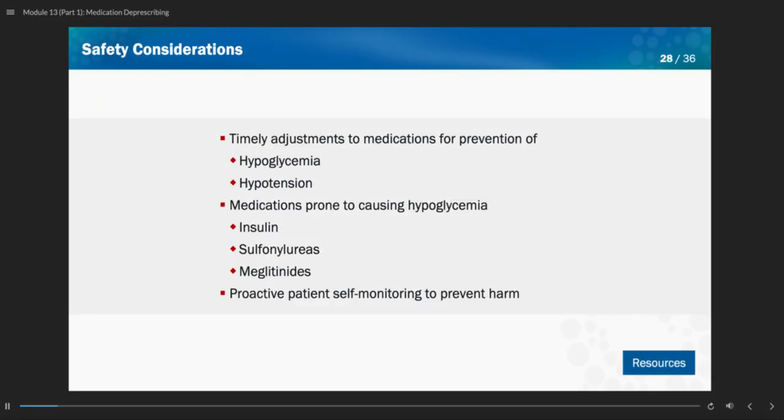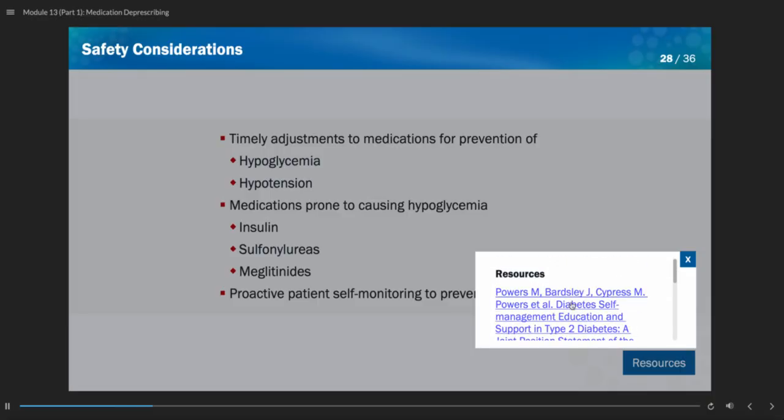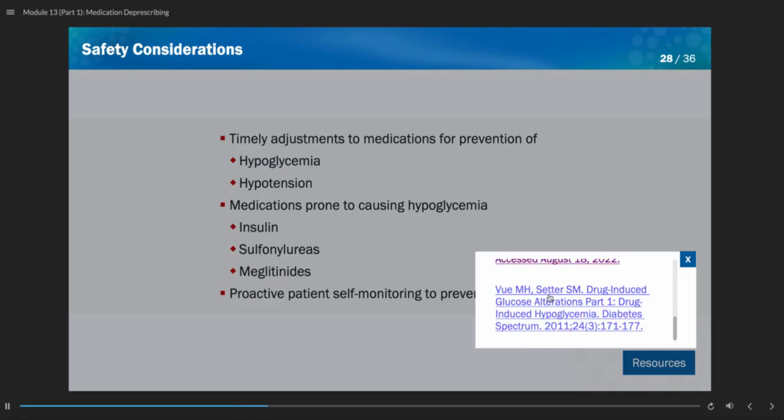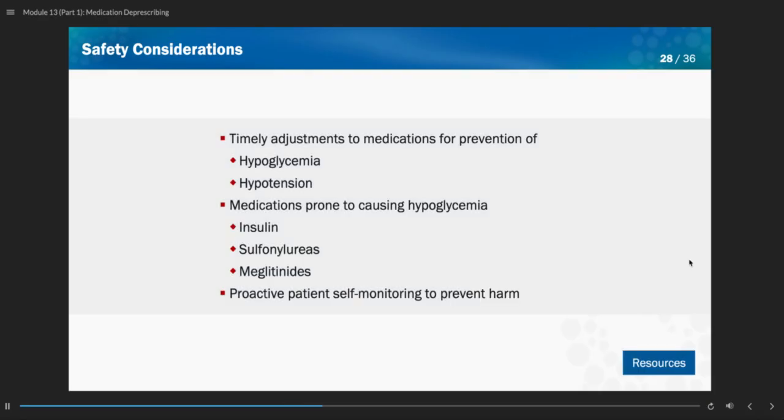Patient safety is something that we continually have to take into account. Timely adjustments to medications are important for the prevention of patient harm that can be caused from things such as hypoglycemia and hypotension. Medications used to treat diabetes that are prone to cause hypoglycemia at a higher rate are insulin, sulfonylureas, and glinides. One of the ways that we can keep our patients safe is to be proactive in education and inspiring our patients to be self-monitoring so that we can prevent patient harm.